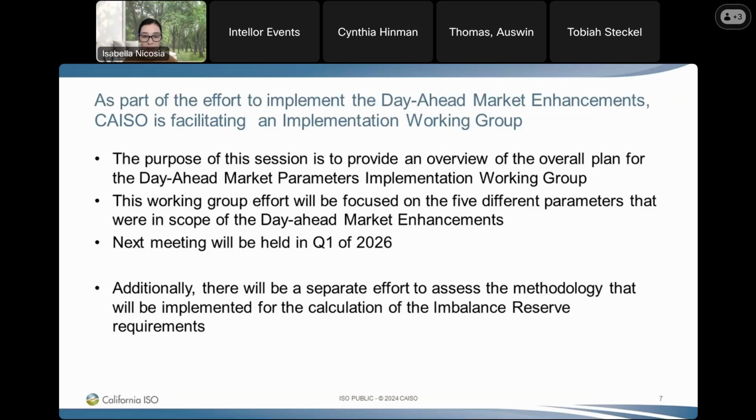Yes, so we do have an open comment period. That comment window will stay open for 4 weeks following today's call, and we have the template posted on the DAME initiative webpage. So you will have the opportunity to provide feedback on the parameters and the testing approaches.